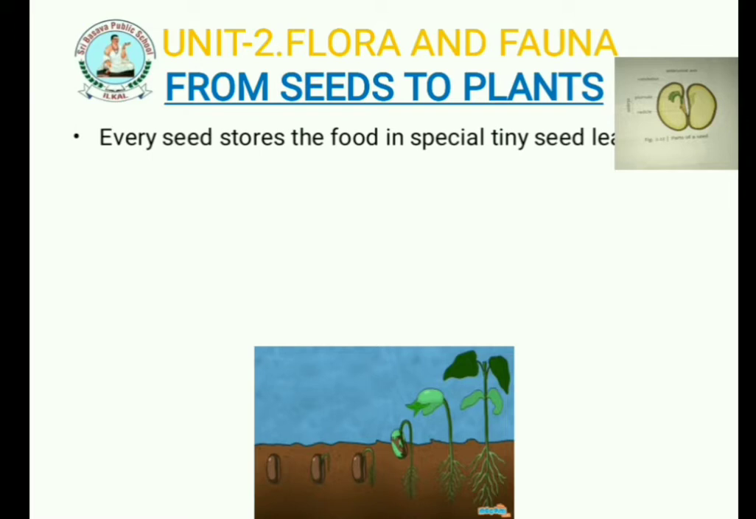So in the last bit we started a new chapter in EVS, that is Unit 2, Flora and Fauna. In that subunit, From Seeds to Plants. In the previous class we discussed the structure of seeds, the seed coat, the embryo and the functions of the seed coat, then other points. So let's continue the same chapter in this period. Okay my dear students, welcome once again.